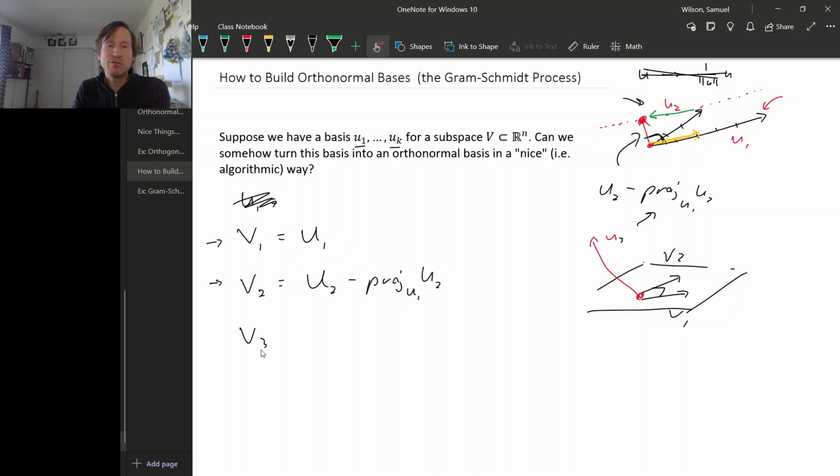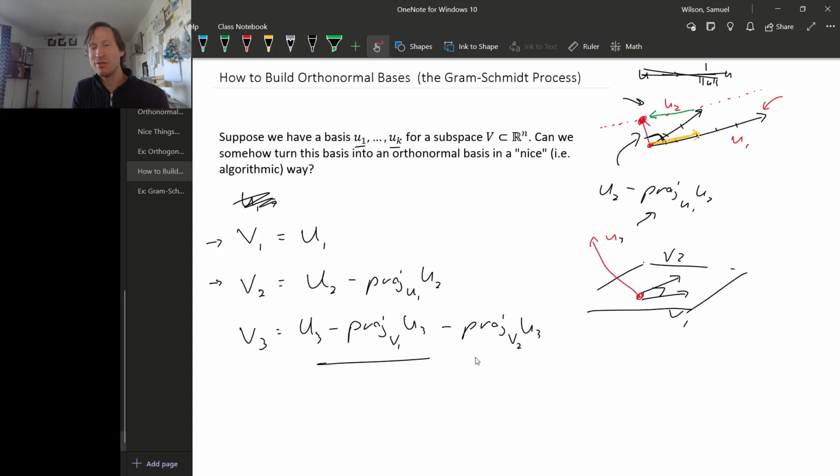So to get v3, we'll start with u3, but then subtract the projection of u3 onto v1. But u3 probably isn't perpendicular to v2 either, so we're going to have to subtract off the projection of u3 onto v2. Now, subtracting off this second projection might actually mess up our previous step, right?